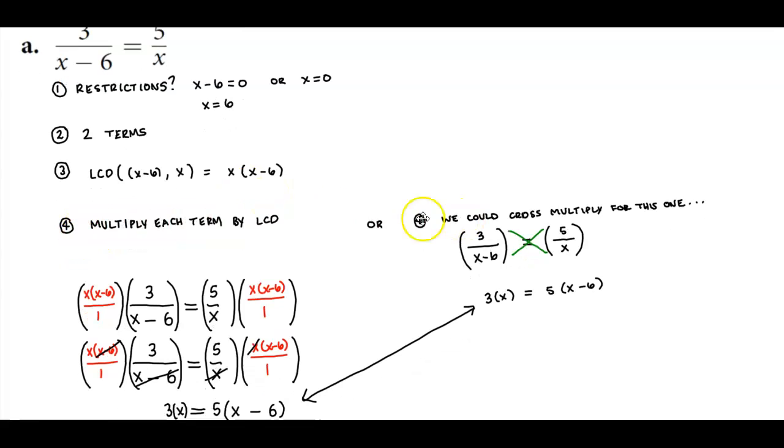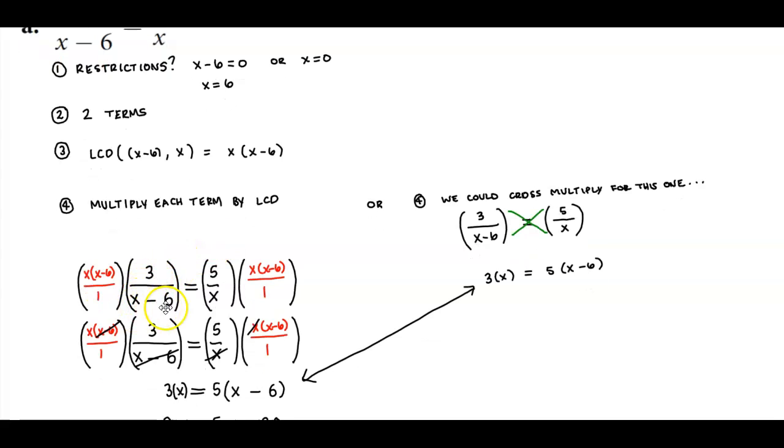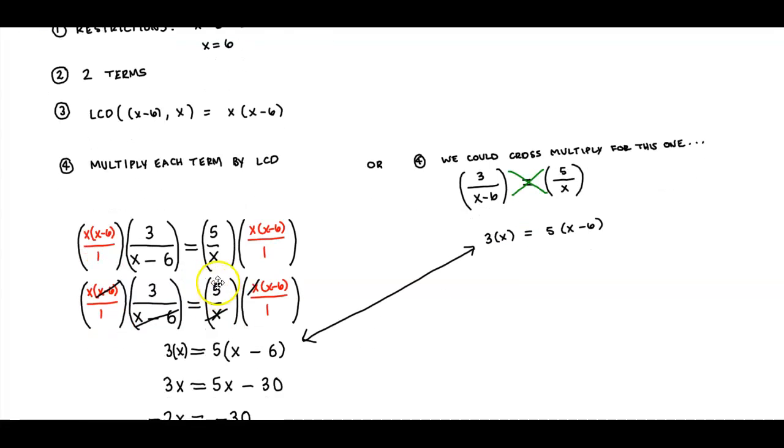So I'm going to show you two different ways of solving it. The first way is continuing what we've been doing. We're going to multiply each term by the LCD. So we have 3 over x minus 6 equal to 5 over x. And then we multiply each term by the LCD, which is x times x minus 6 over 1.